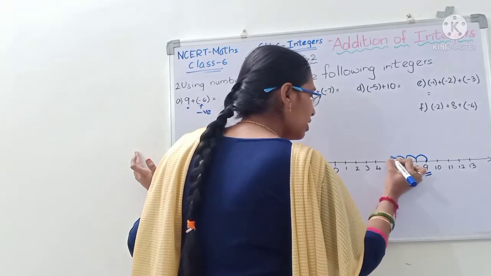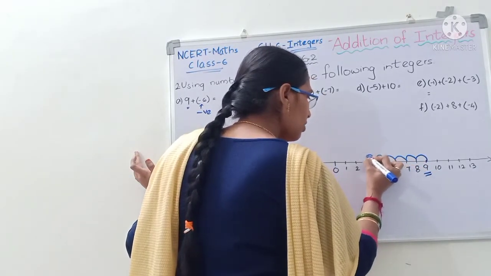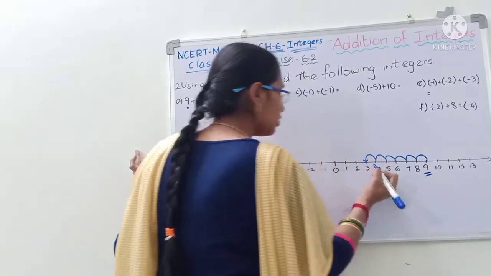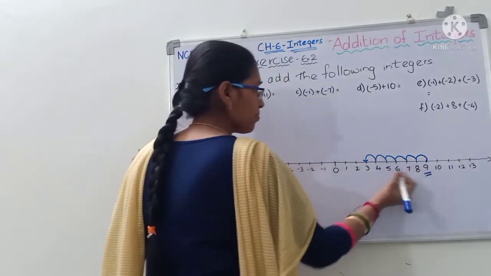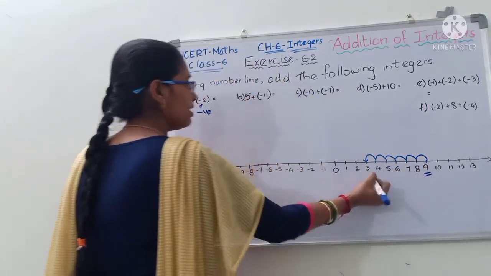1, 2, 3, 4, 5, 6. You reach 3. You move 6 steps back from 9. The answer is 3.